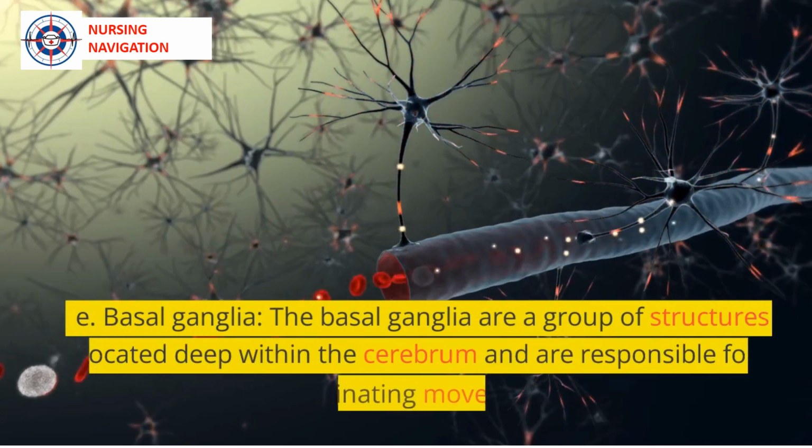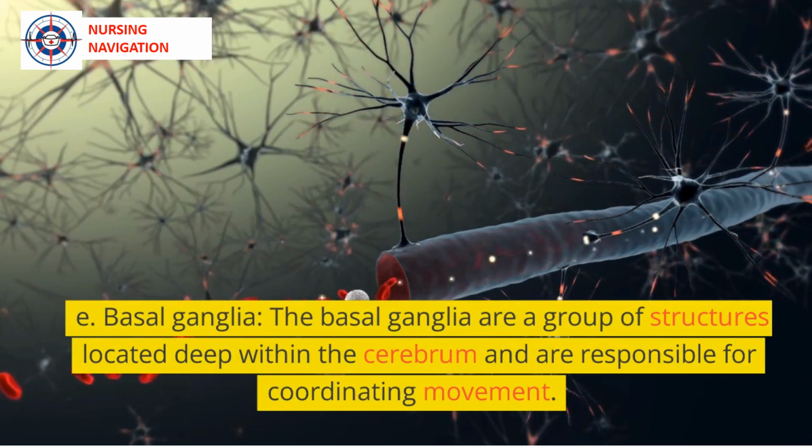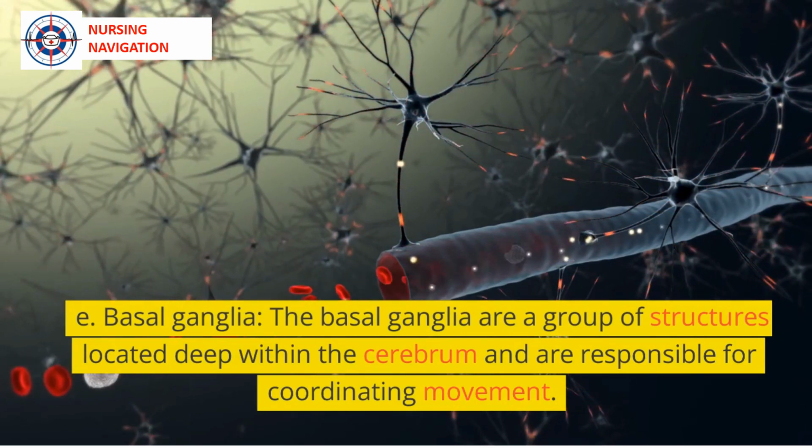E. Basal ganglia. The basal ganglia are a group of structures located deep within the cerebrum and are responsible for coordinating movement.